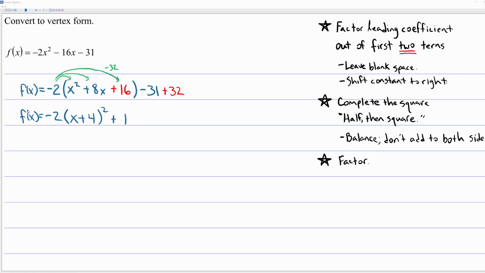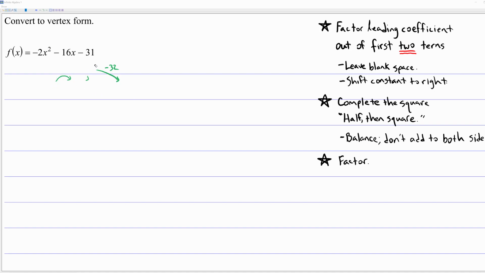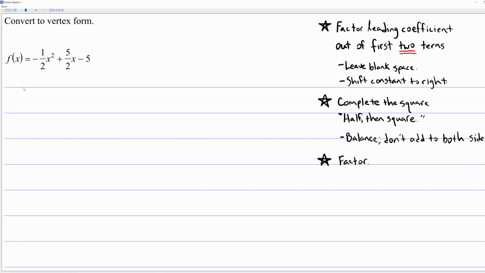Okay, let's do one more example, and give me a moment to erase. I want to keep the right-hand side of the screen there. And you can see what students dread, having to deal with fractions.